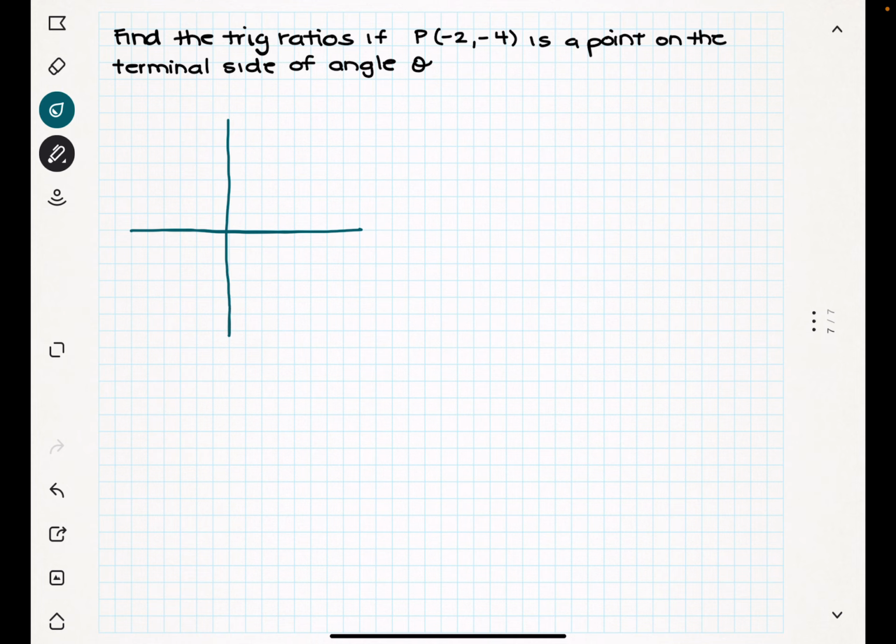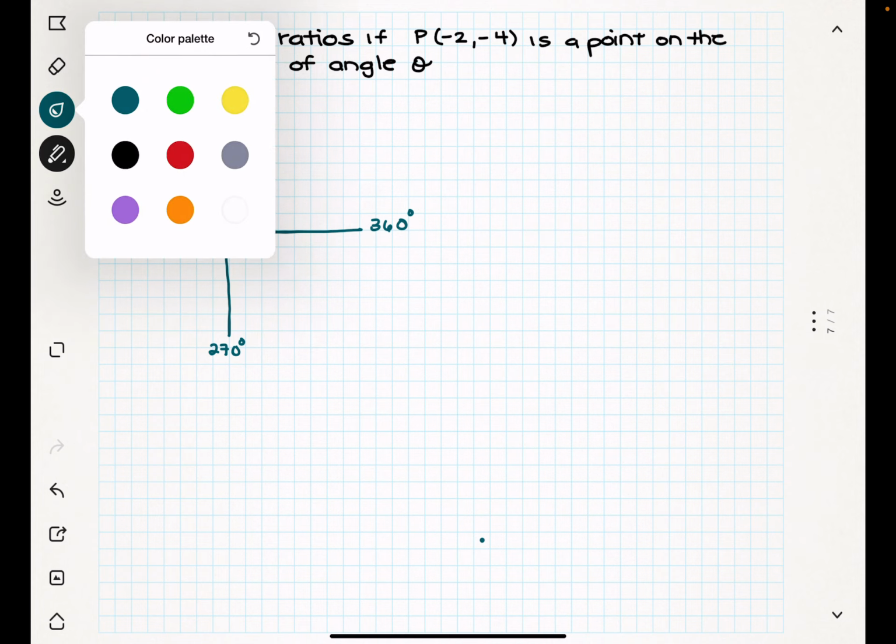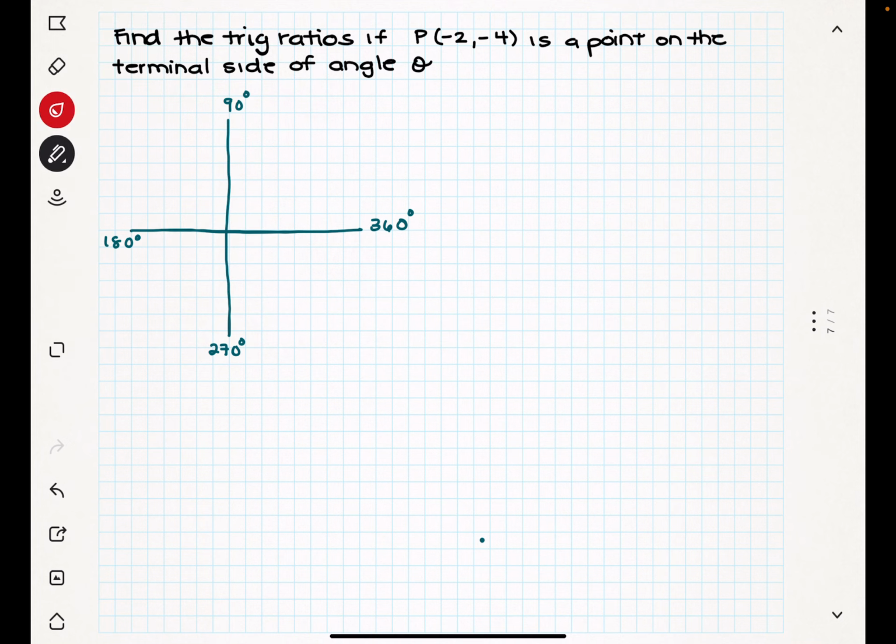Okay, so we want to do, I'll keep this. So this is 360, this is 270, this is 90, and this is 180. Okay, so now we have a point (-2, -4). Let's see where that is. -2, -4. So somewhere over here.